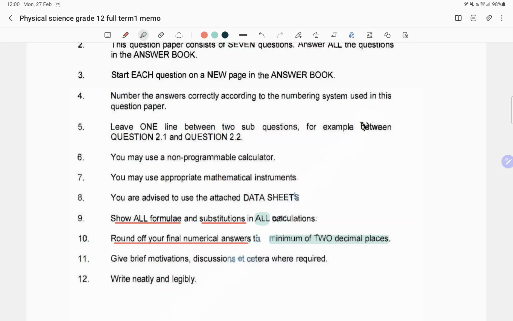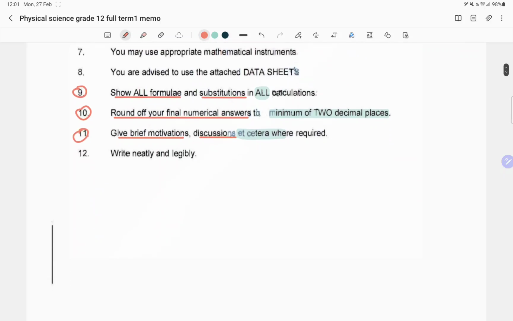So you see, given all operational instructions, which is quite important, this and that is what makes up the key. Give brief motivations, discussions, and my favorite part is etc., where required. Okay guys, let's not waste any time and get to the business of the day.